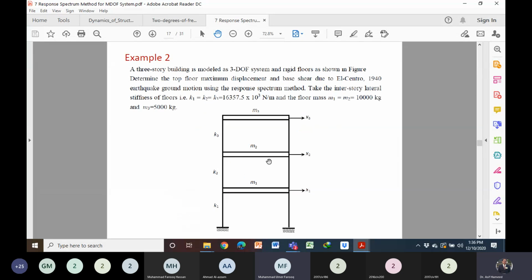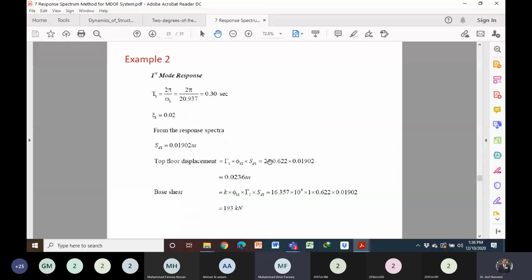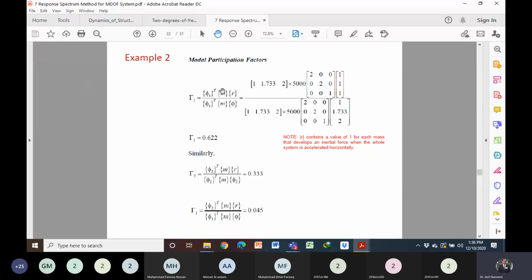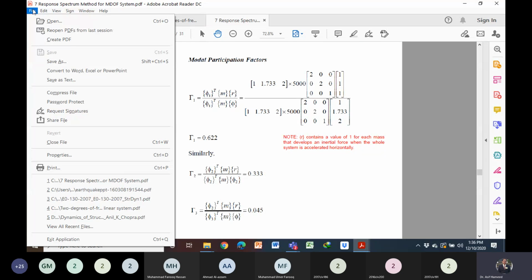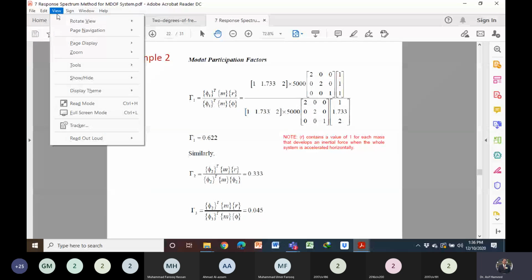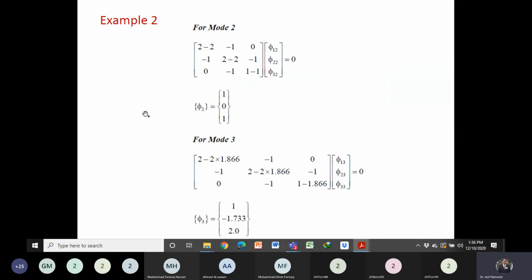So I hope you have solved this example, this problem yourself. You have not copied it. So you can calculate the omega values. You can also calculate the mode vectors. What is the next step? Next step is you have to calculate the modal participation factor.